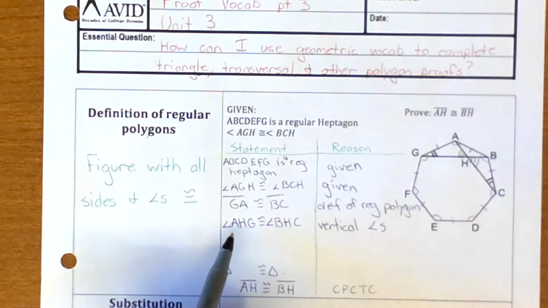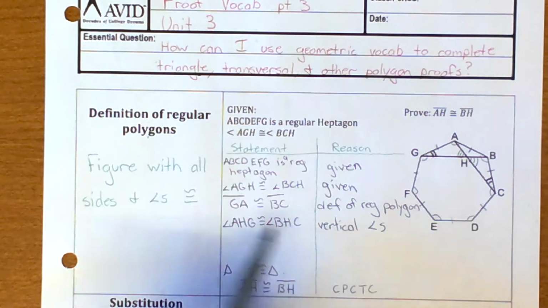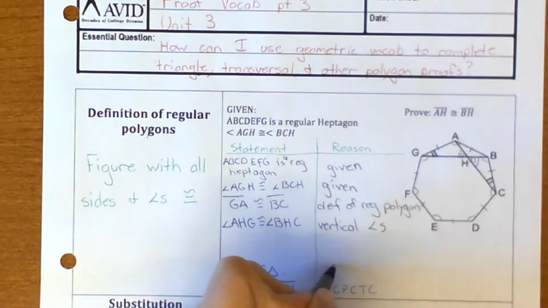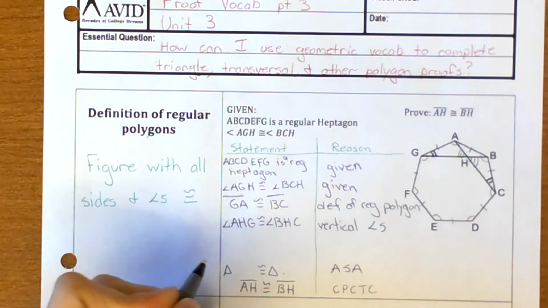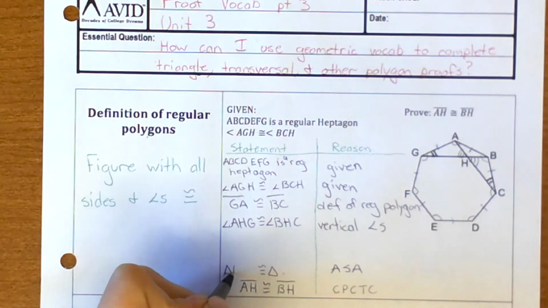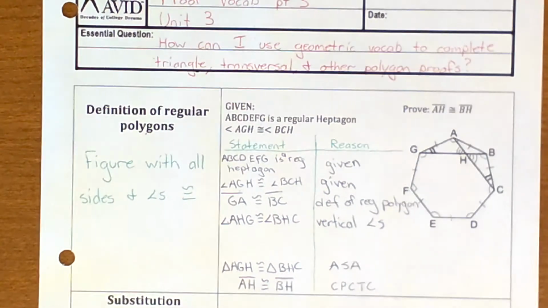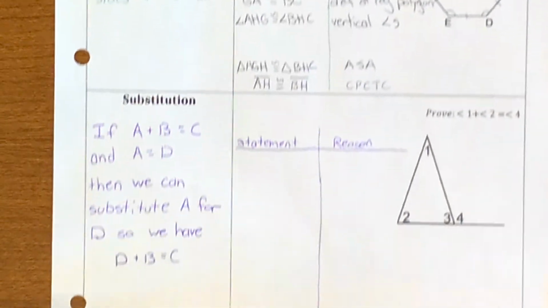Okay, so then what I can do here is I have angle side angle, so I'm going to use that to prove that triangle AGH is congruent to BHC.